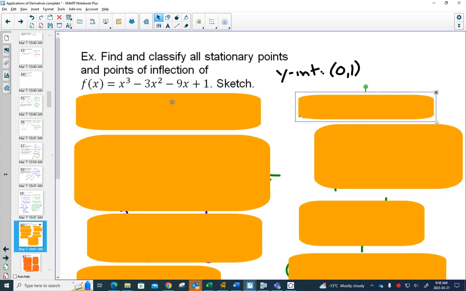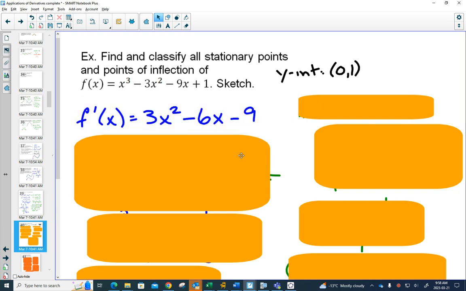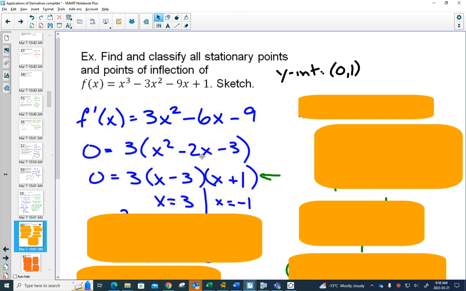All right, let's see how you did. So preliminaries, we could find our y-intercept. X-intercepts don't look like they would be easy to find here. Find our first derivative, set it equal to 0, and find our critical points. Our stationary points are at 3 and negative 1.